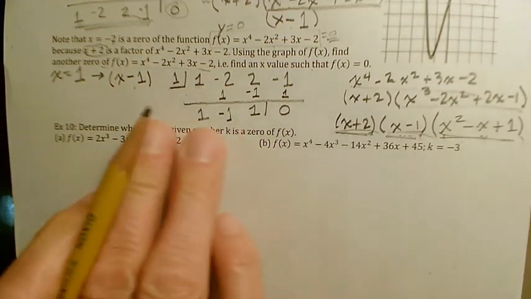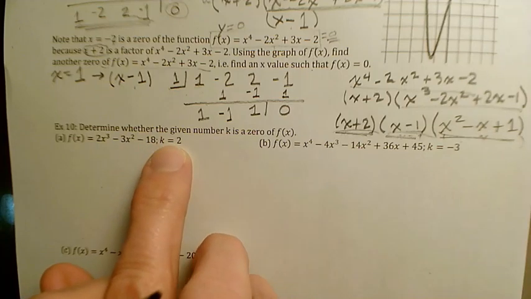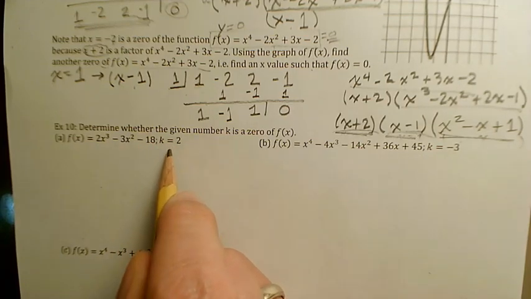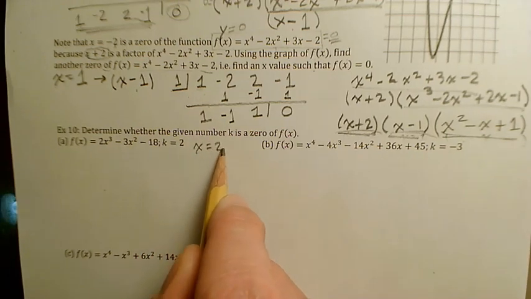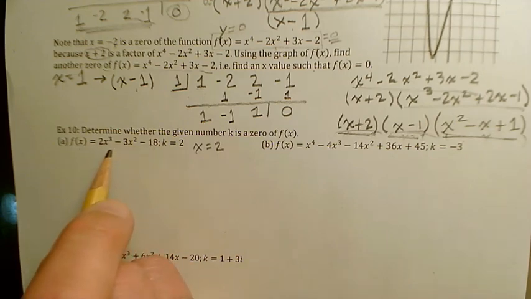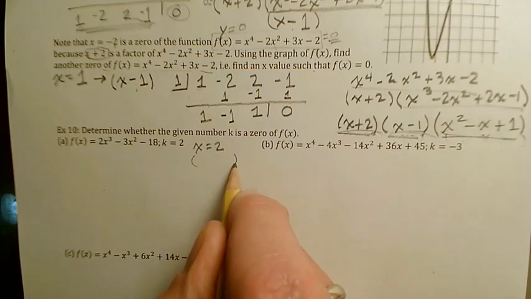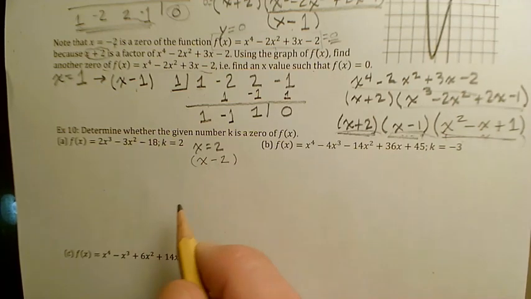Okay, so determine whether the given k is a 0. So is k a 0? If it is, that means we would say x equals 2 would be a solution or a 0 to this polynomial. And if that's the case, what binomial would we use? We would use x minus 2 as the binomial.